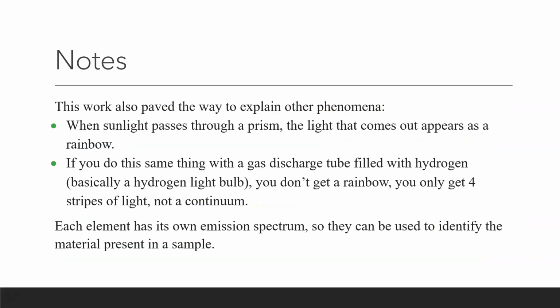This work also paved the way to explain other phenomena, such as when light passes through a prism, the light that comes out appears as a rainbow. And if you do the same thing with a gas discharge tube, which we will do later in class, filled with hydrogen, basically a hydrogen light bulb, you don't get a rainbow. You only get 4 strips of light, not a continuum. This indicated to them that electrons have a fixed energy inside the atom, like energy levels, based off of these 4 colors. So each element has its own emission spectrum, so they can be used to identify the material present in a sample.